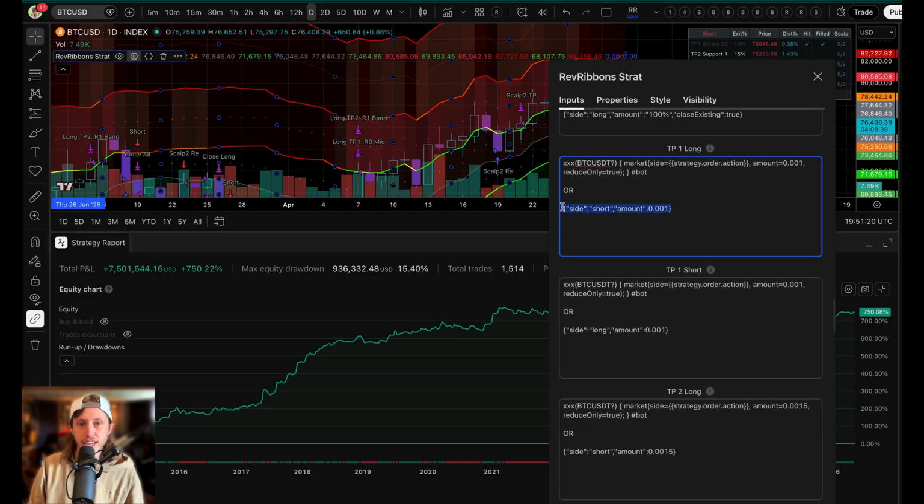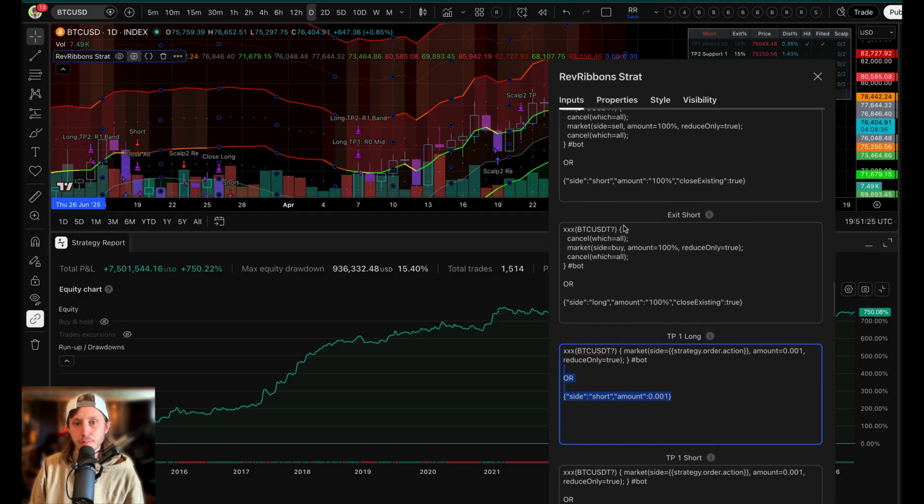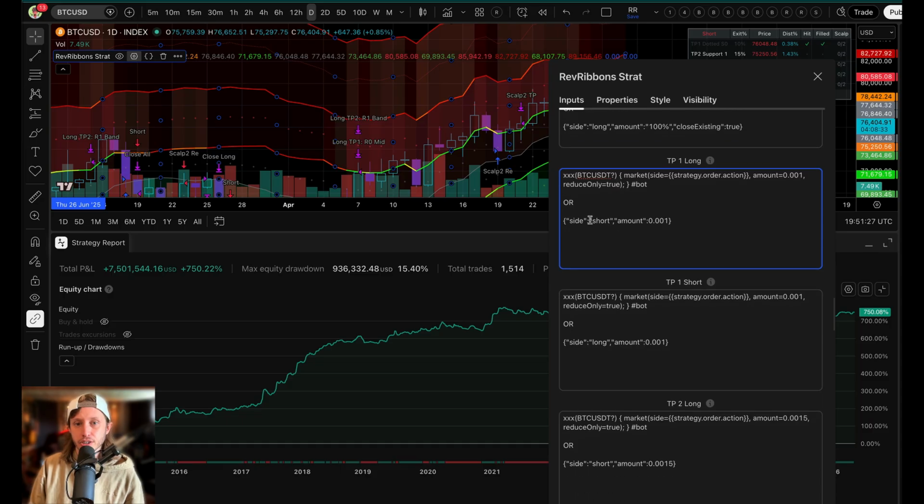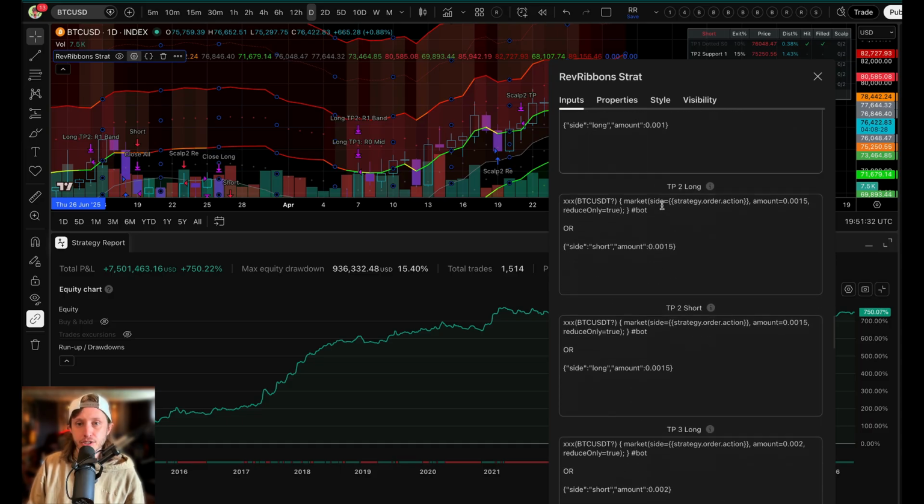Again, Alertron Lite language down here. You're going to obviously not want both of these on all of the API fields. You're going to want one or the other. So you're going to want to delete and change all of the information to match what you want. So those are the take profits.